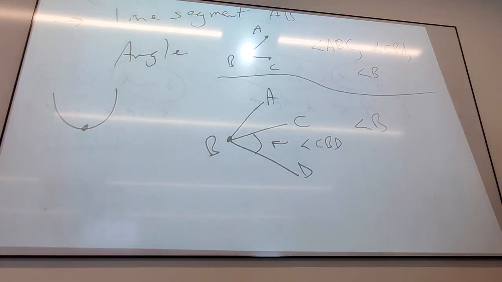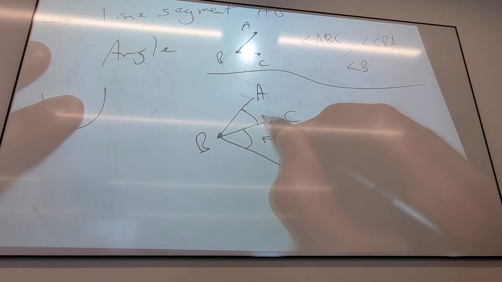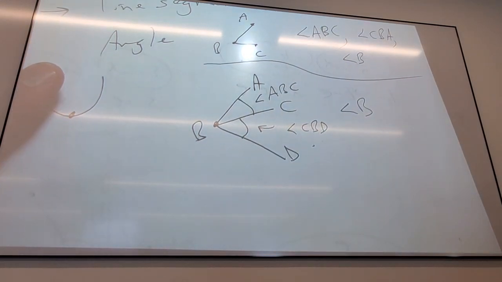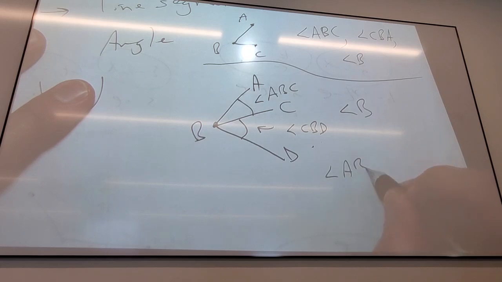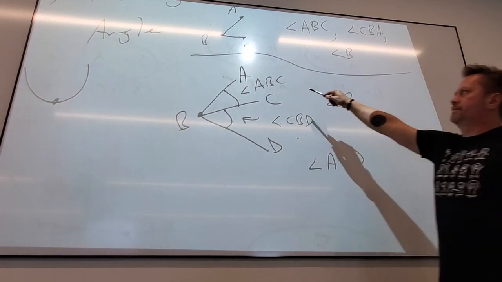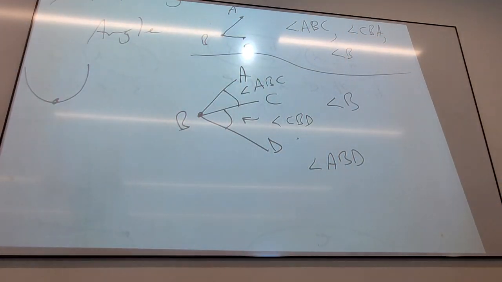So point B is the vertex of how many angles in this picture? 2. So we've got angle CBD. What's this angle? ABC. And what's the other angle that I haven't talked about yet? ABD. Good. Notice how in every name, and of course I could also call this CBA, where's the vertex point? In the middle. Right in the middle.